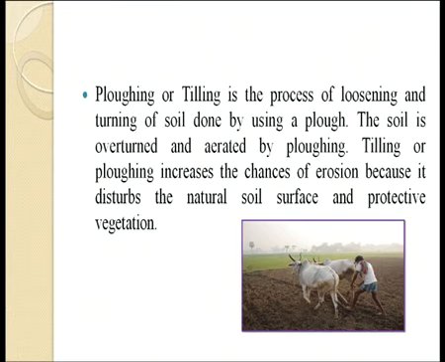Plowing or tilling is the process of loosening and turning of soil done by using a plow. The soil is overturned and aerated by plowing. Tilling or plowing increases the chances of erosion because it disturbs the natural soil surface and protective vegetation. Continuous cropping of the same land and extended cultivation of marginal and submarginal land increases soil erosion.